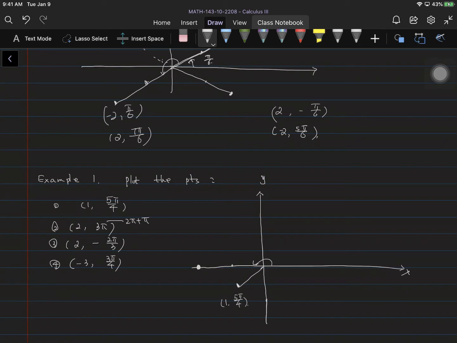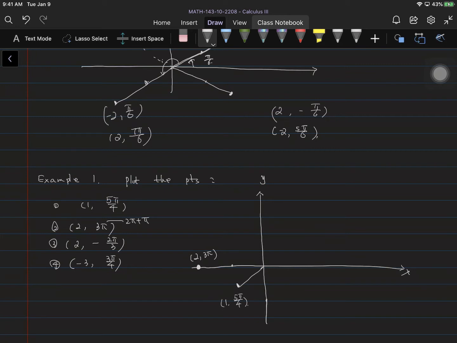And then (2, 3π) is here. Second point. Third point, let's see. Negative 2π over 3. So negative, we do clockwise, right? Clockwise. So 2π over 3.